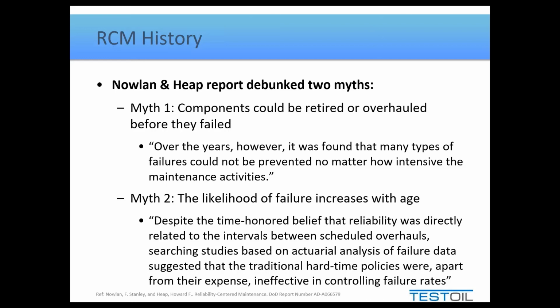The other myth they uncovered was the likelihood of failure increases with age. And it said, despite the time-honored belief, so on and so forth, that it was ineffective at controlling failure rates.